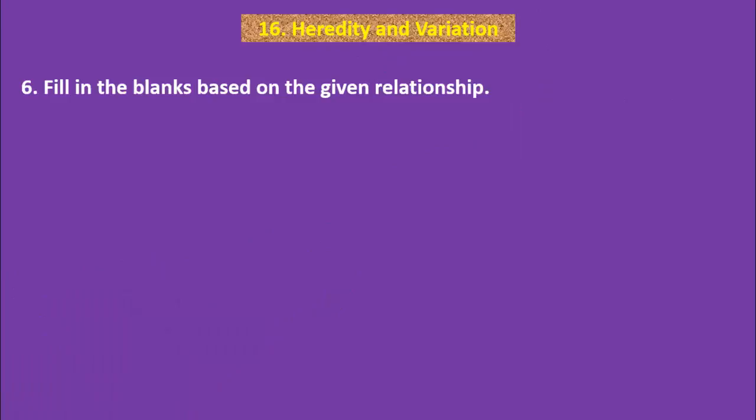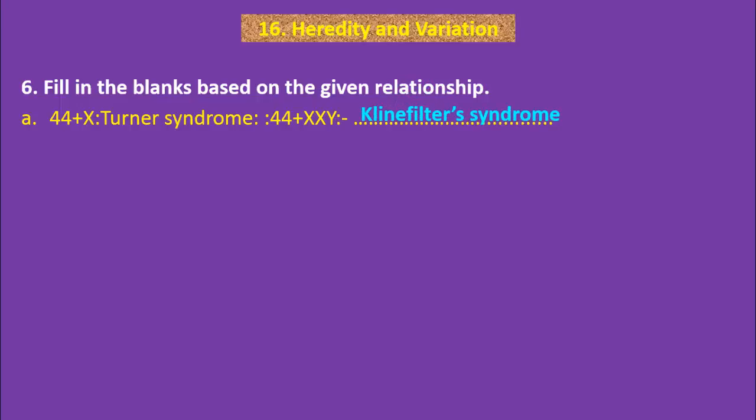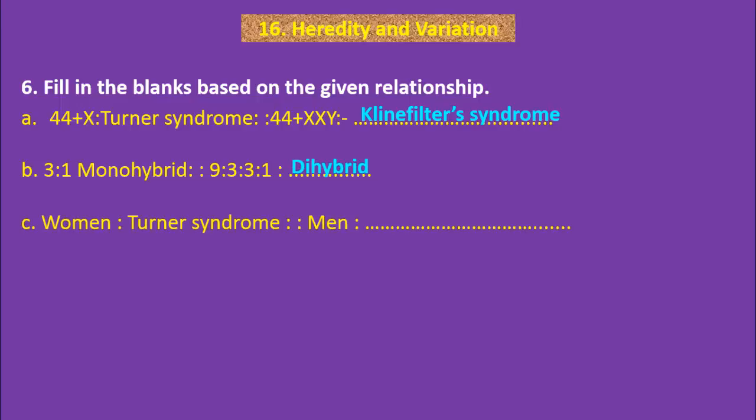Question number 6. Fill in the blanks based on the given relationship. A. 44 plus X is to Turner syndrome, so as 44 plus XXY is to Klinefelter's syndrome. B. 3:1 is to monohybrid, so as 9:3:3:1 is to dihybrid. C. Women is to Turner syndrome, while men is to Klinefelter's syndrome.